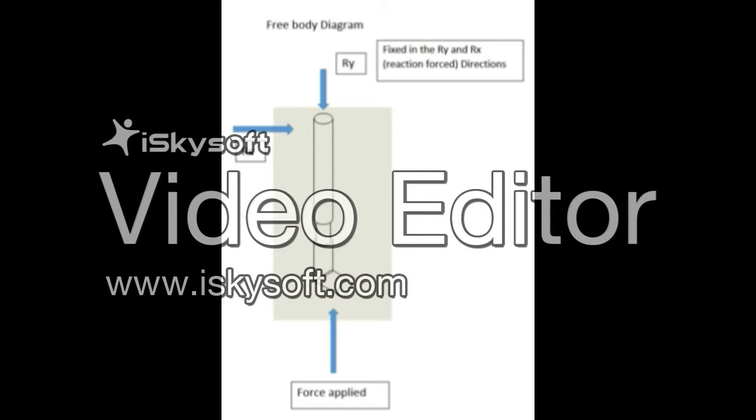One of the first steps we took was to create free body diagrams. You can see here that there are two reaction forces where it's attached to the plane itself near the top, and there's a force applied from the bottom, and that represents the weight of the plane acting on the strut.